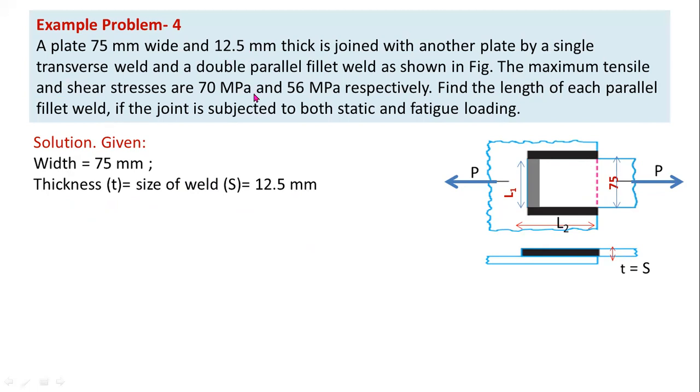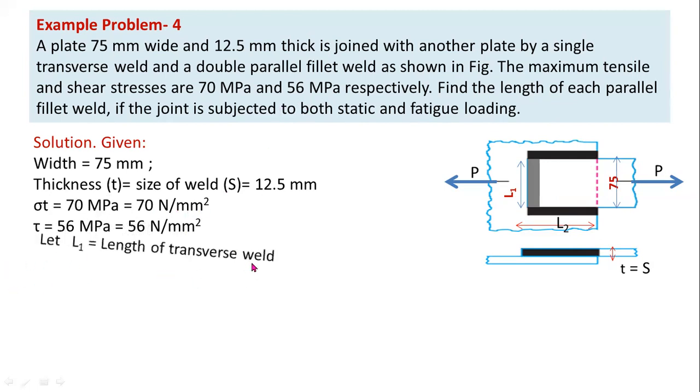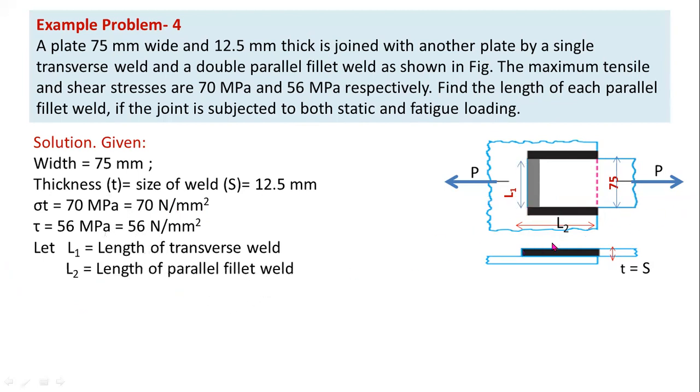And here, tensile stress is given for transverse fillet weld. The tensile stress is sigma t equals 70 megapascal, equal to 70 newton per mm square. For parallel fillet welds, you have to consider shear stress. That value tau equals 56 megapascal. Here, let L1 be the length of the transverse fillet weld, and L2 the length of the parallel fillet weld.